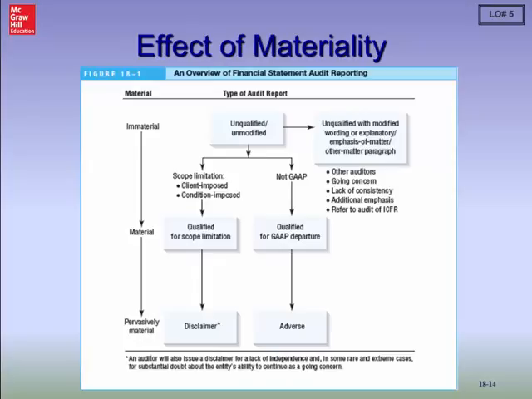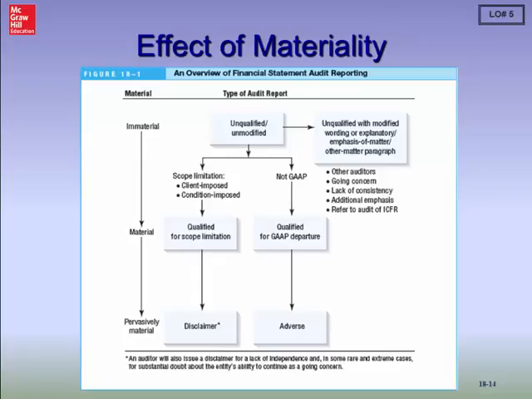But there's a very important table. This is in your books, and I strongly recommend that you understand the context of what's going on here. So you notice on the left side we have immaterial. Immaterial misstatements means we are issuing an unqualified or an unmodified report.